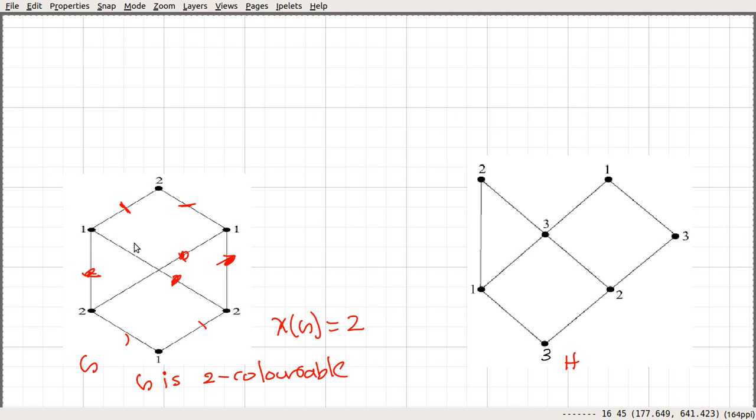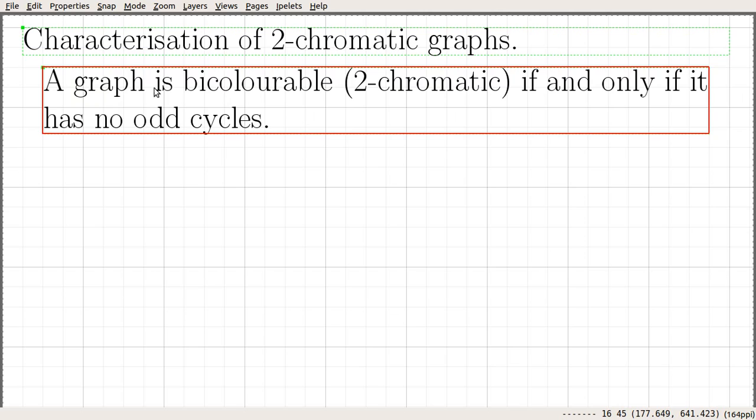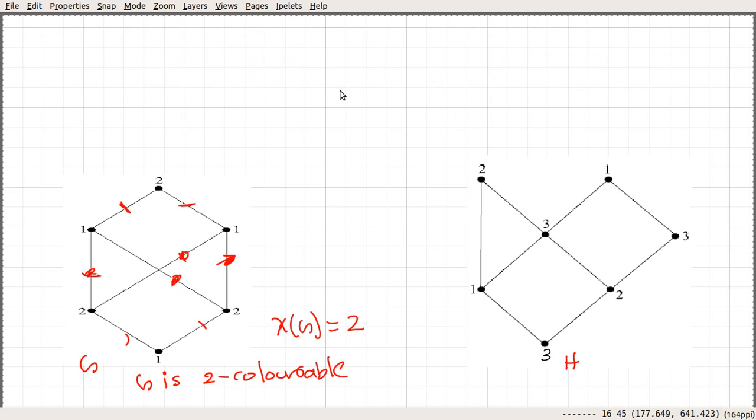So we can see that if you consider any cycle in this graph G, all the cycles have even length. And if you believe in this statement that a graph is bicolourable or two chromatic if and only if it has no odd cycle, then if every cycle is even, the graph is definitely bicolourable. So at least we saw that from this example.